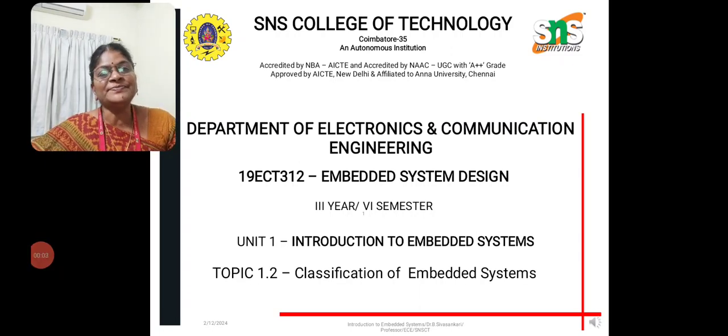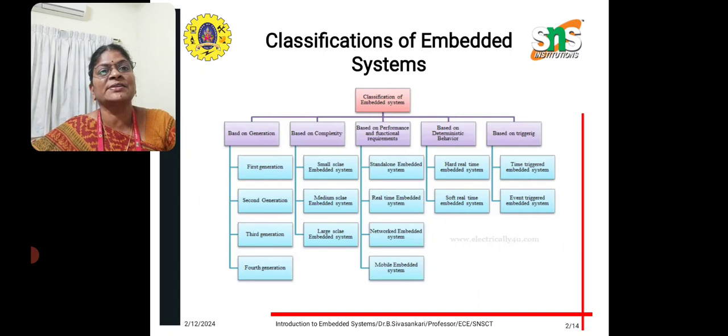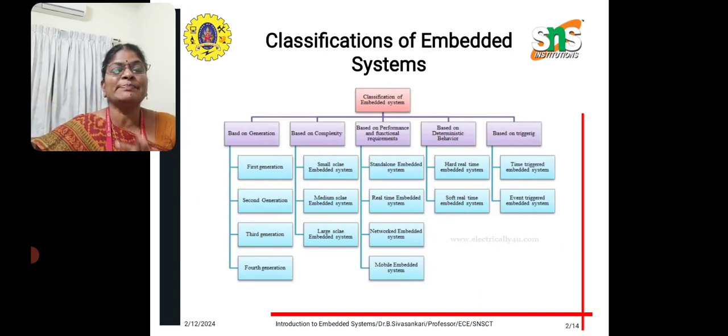Hi everyone. In the last section, we discussed the introduction to embedded systems as well as a few applications of embedded systems. And now this session is purely about the classification of embedded systems. So you can see this block diagram, that is the classification of embedded systems.